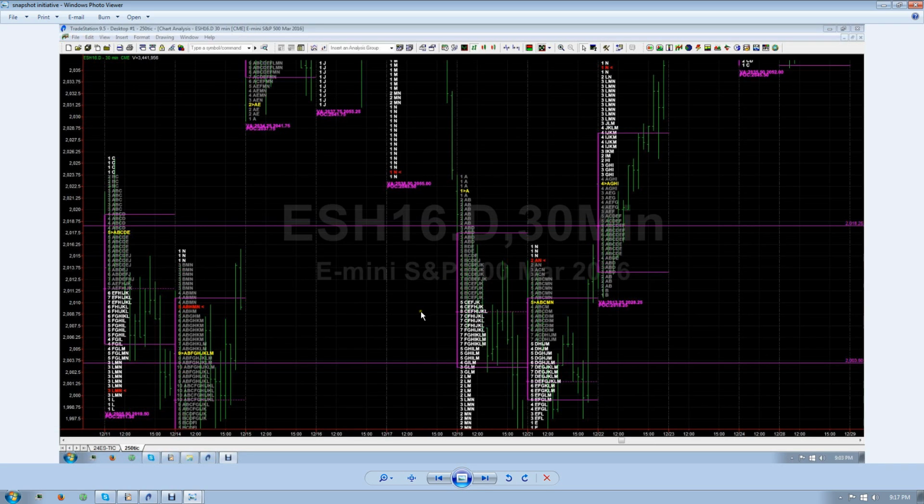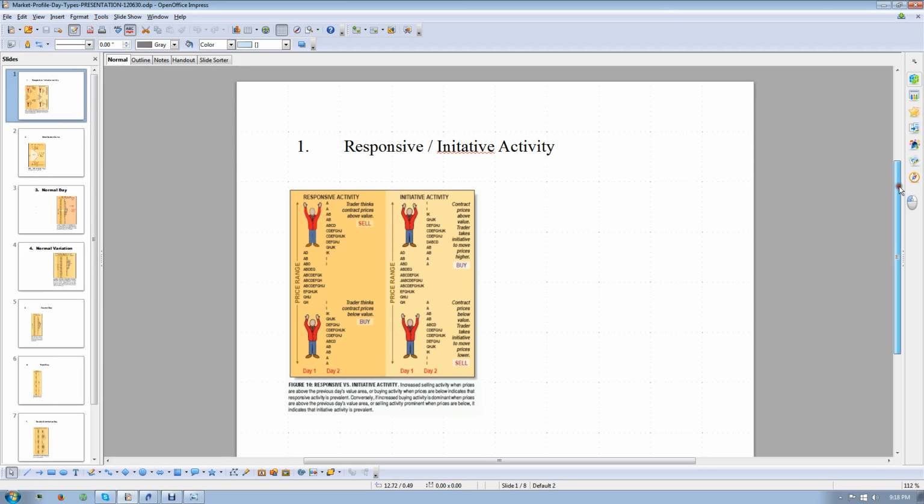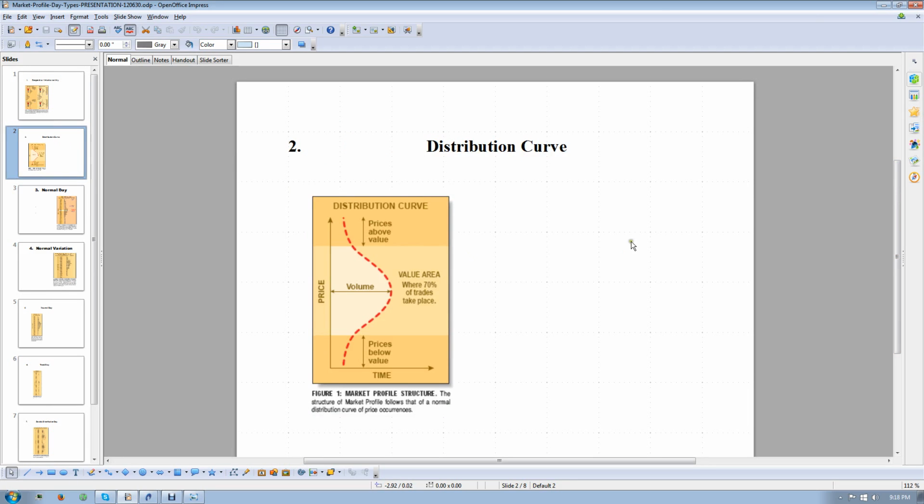Okay? So hopefully that'll have you getting a better understanding of the opens and initiative and buying and responsive activity in the market and the aggressiveness of opens and all those kind of things. Now, let's go to slide 2.